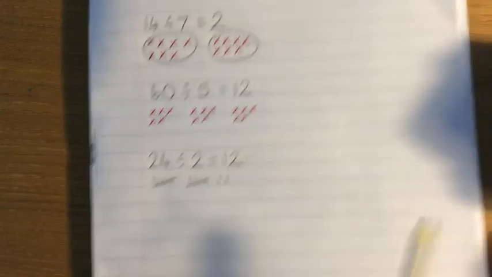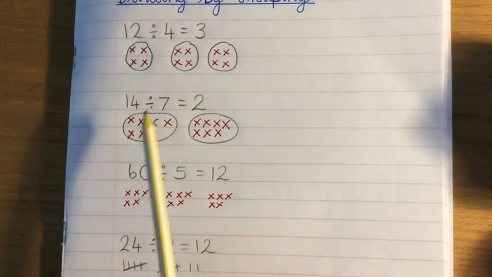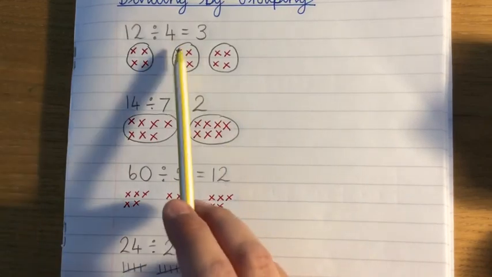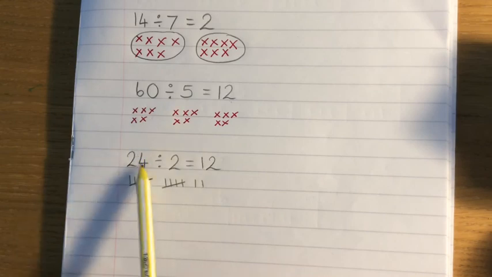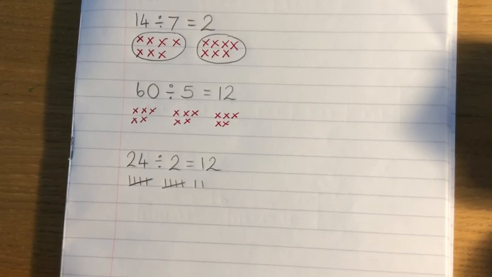Okay, so when you do your division questions today, if you're dividing a small number, then draw the crosses to help you in those groups and count up how many groups you've got. When you get to some bigger numbers, you might find it easier to count in 2s, 5s or 10s and see how many lots of that number fit into your big number.